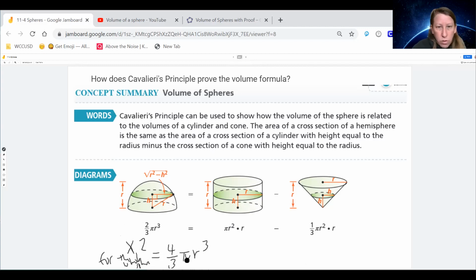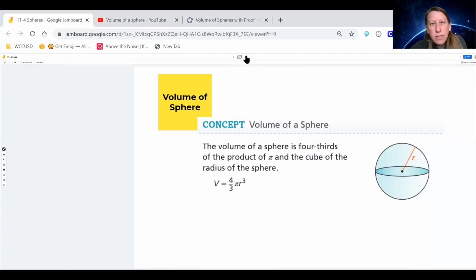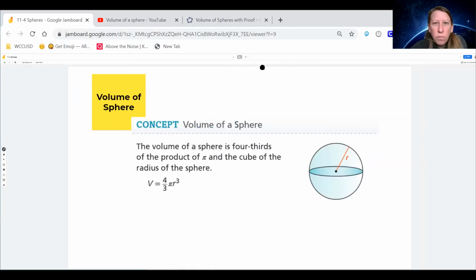2 times 2 is 4. That's why it's 4/3. All right, I hope that was interesting to you. That's where it came from. I showed you 2 different ways, with the water and with using Cavalieri's principle.